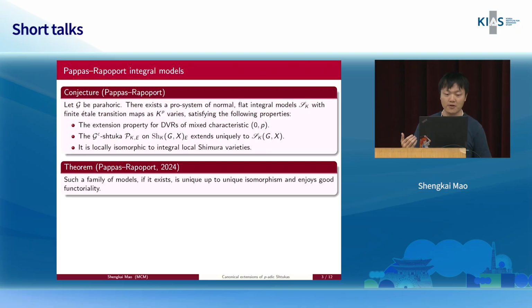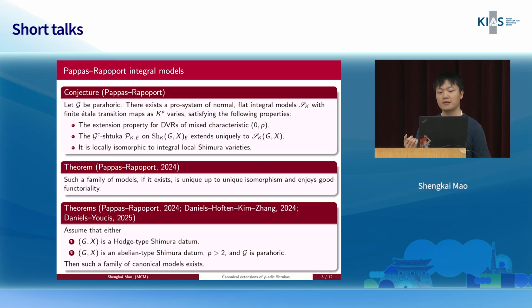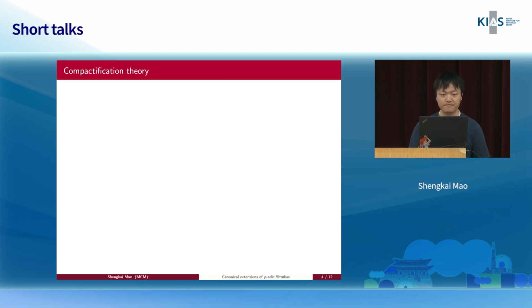In the same paper, they show that if such a model exists, then it's unique up to unique isomorphism and enjoys good functoriality. This justifies the name canonical integral models. In the same paper, and also by Daniel Howe, Kim, Zhang, and Daniel Shankar, given Hodge type Shimura data, or more generally, given an abelian type Shimura data, but we need p bigger than 2 and G parahoric, such a family of canonical models exists. In Daniels and Youcis's work, when they consider abelian type Shimura data, they use the Kisin-Pappas-Zhou construction where the condition p bigger than 2 and G parahoric is included. So they need to impose this condition.